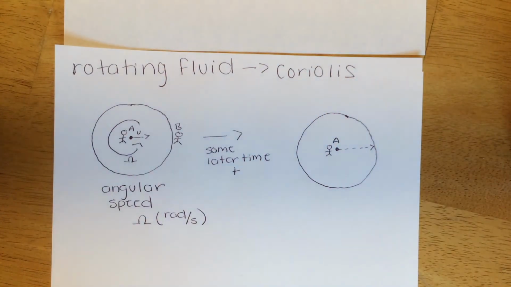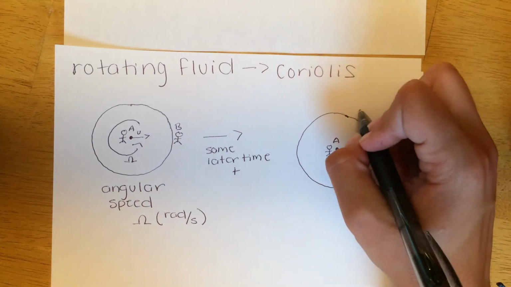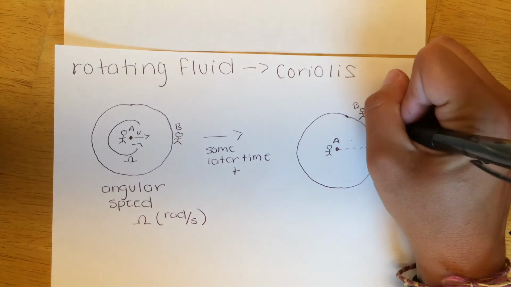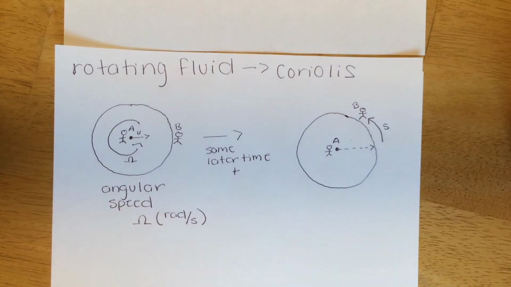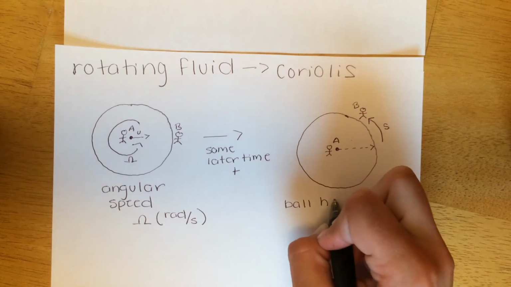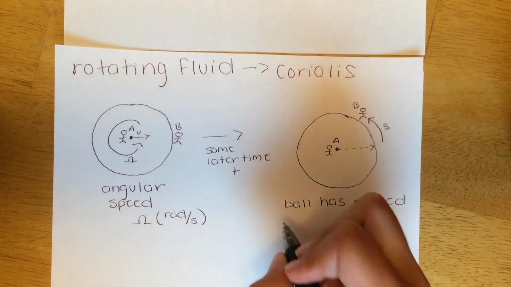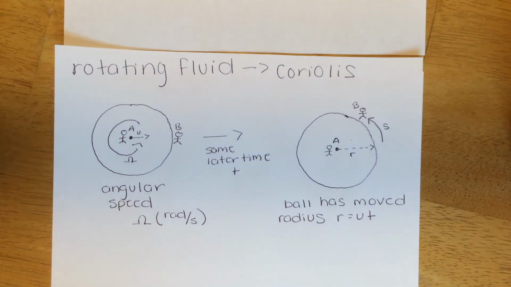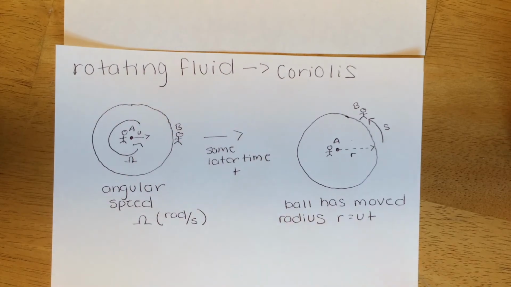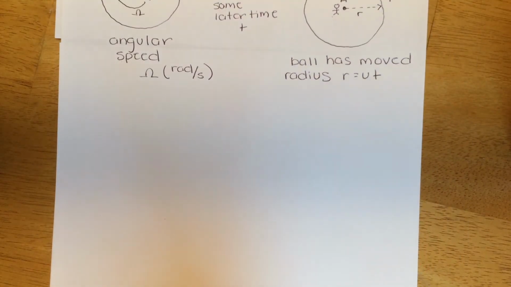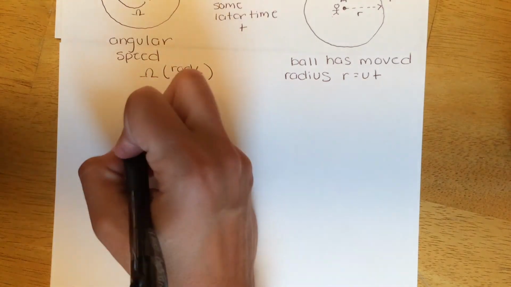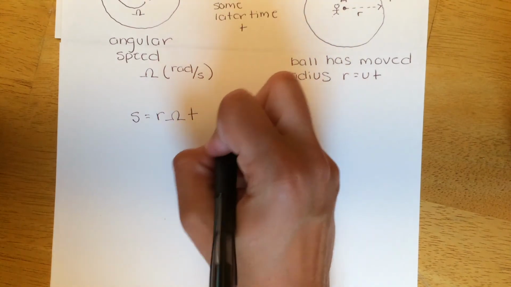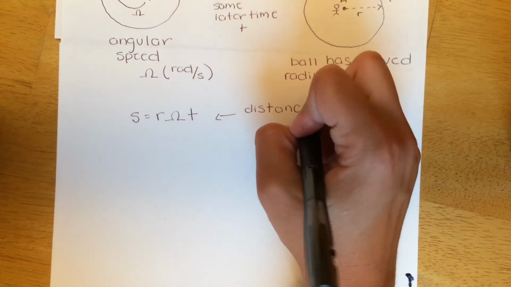At some later time t, the ball has moved a radius equal to the velocity u times the time t and has traveled in a straight path towards where your friend was standing originally. However, because the merry-go-round is rotating, your friend has moved a distance s and is no longer in the path of the ball you threw. We can determine the distance s that person B has moved by multiplying the radius times the angular speed times the time t.